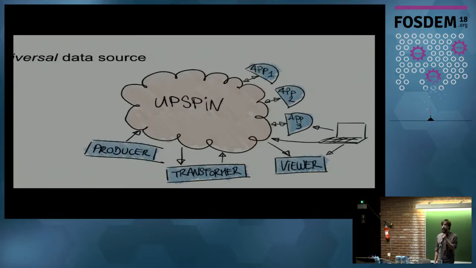So the model that Upspin is pushing is a model with data at its core, and the apps are just coming next. The apps are just like regular users playing with data, reading and writing to it. It's by no means a new approach. It's exactly what a local file system is. But it's something that we've never truly had in remote systems, and it's something that is being taken away, for example, on mobile devices.